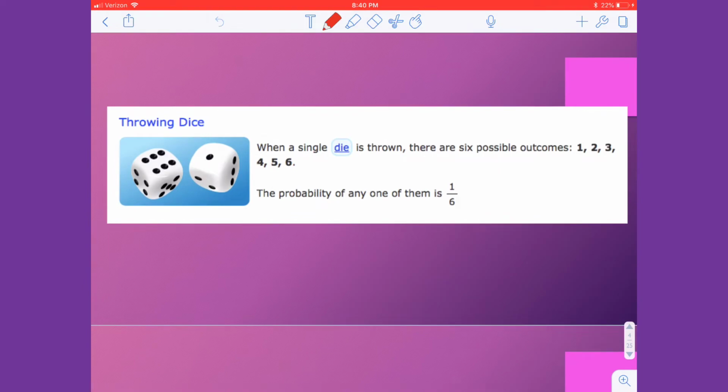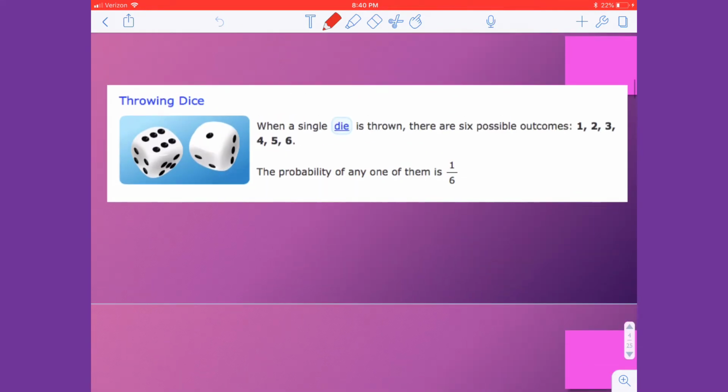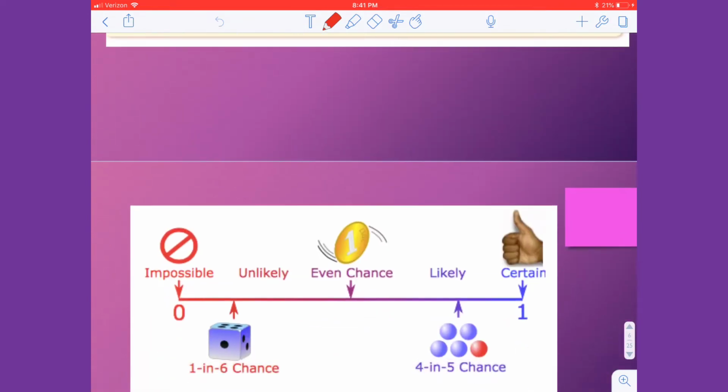Throwing a dice. When a single dice is thrown, there are 6 possible outcomes. I could get the number 1, the number 2, the number 3, the number 4, the number 5, or the number 6. So the probability of any of those values ending up being my face value is 1 out of 6. So the probability of an event happening, this is like your formula, is equal to the number of ways that it can happen over the total number of outcomes. So in that dice example, going back, the probability of getting a 2 is 1 out of 6 because there's only one side that shows the value 2 out of 6 total different sides.